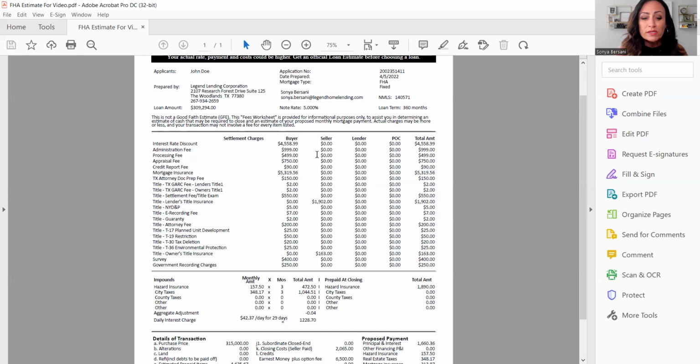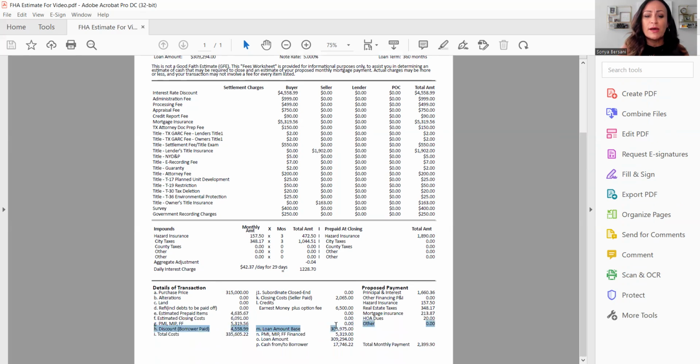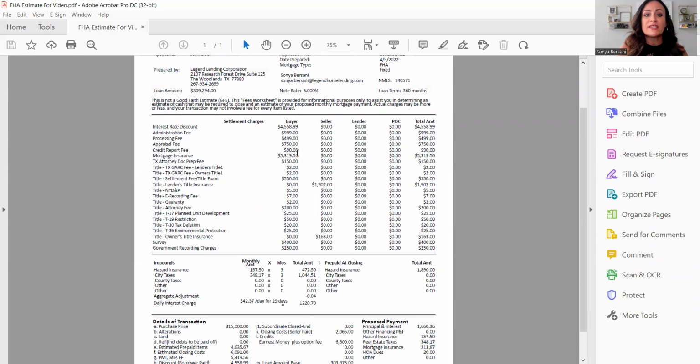FHA premiums are 1.75% of your base loan amount. So if you're borrowing $303,000, 1.75% of that is your FHA premium, okay? Texas attorney doc prep fee. So if you're buying a home in the state of Texas, there are attorneys involved that will draw up some of the closing paperwork, and lenders are going to pass through that cost to you. So again, $150 for potential attorney fees for drawing up some documents.